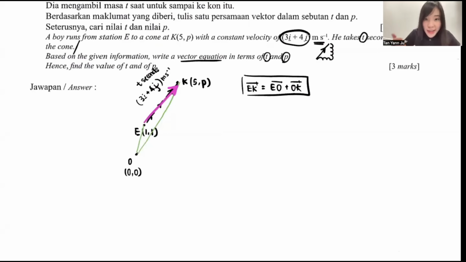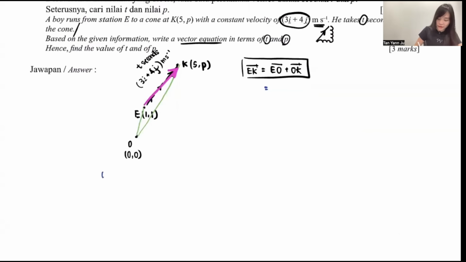So after it's correct, now what can I write? First, I need to write EO. How do I write EO? I already said, my dear, you cannot write EO, but you can write OE. O is always 0, 0, then your E coordinate is 1, 1. That means you are 1i plus 1j, which of course we can just write as i plus j.